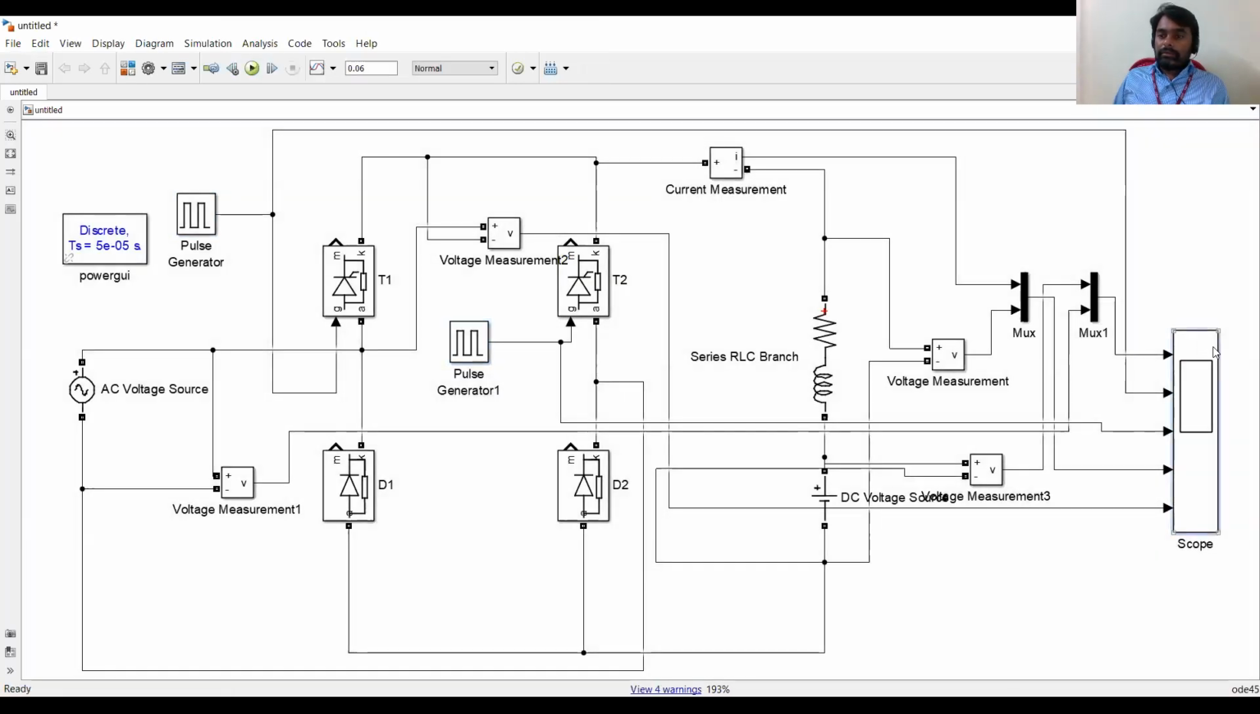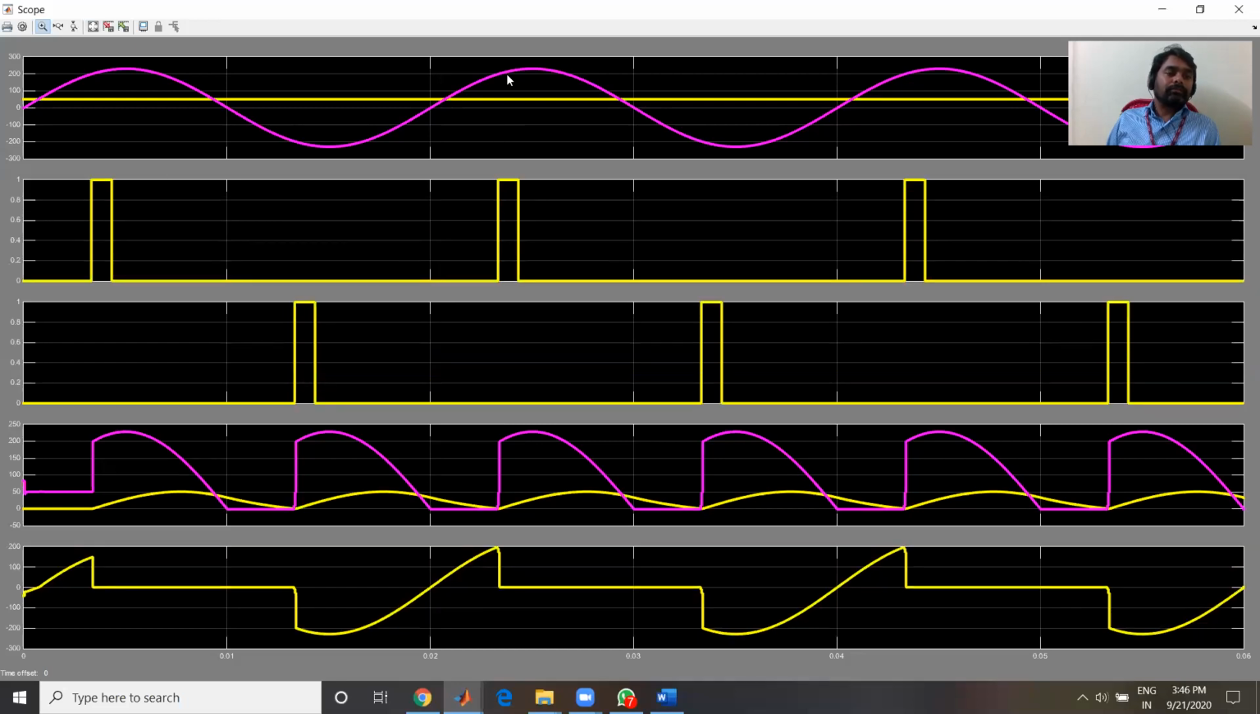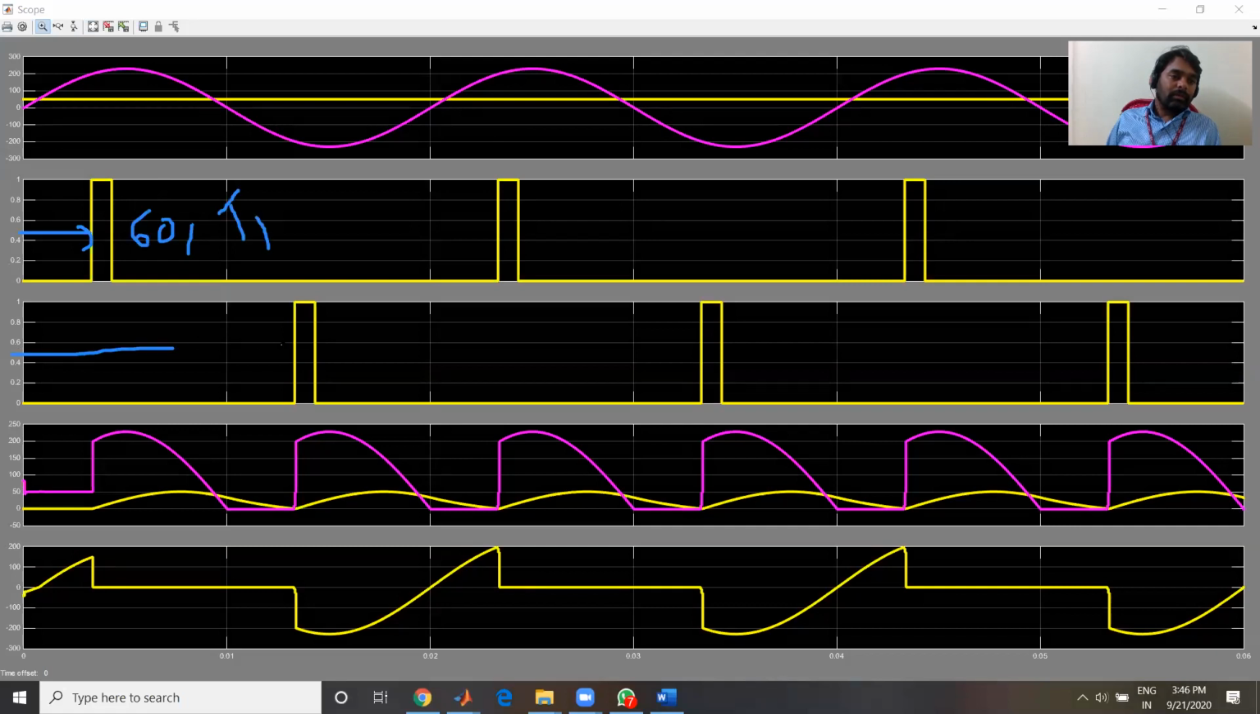Now, if I open the scope, you can see these waveforms. Here you can clearly see, this is 60 degrees, which is given to T1. This is pi plus 60, which is given to T2. So during this interval, from this point onward, T1 is in forward bias condition. No doubt D2 may be in conduction state because it will be in forward bias condition.